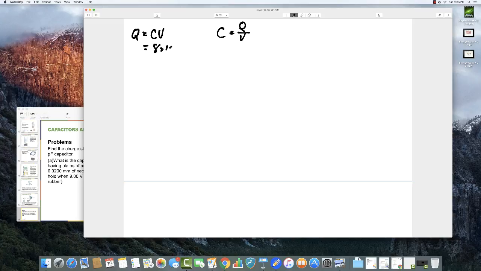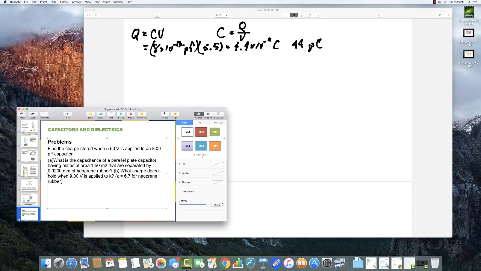And so Q is equal to CV, which is 8 times 10 to the minus 12 farads times 5.5 volts, equals 4.4 times 10 to the minus 11 coulombs, or 44 picocoulombs.